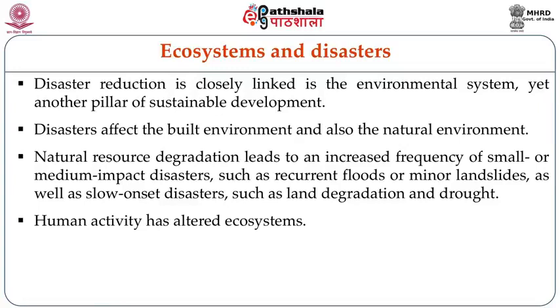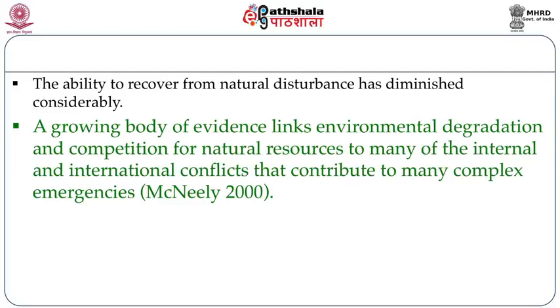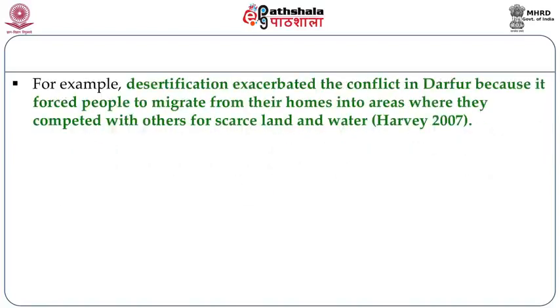Human activities have altered ecosystems across the world. Now, the ability to recover from natural disturbance has diminished considerably. A growing body of evidence links environmental degradation and competition for natural resources to many of the internal and international conflicts that contribute to many complex emergencies. For example, desertification exacerbated the conflict in Darfur because it forced people to migrate from their homes into areas where they competed with others for scarce land and water.